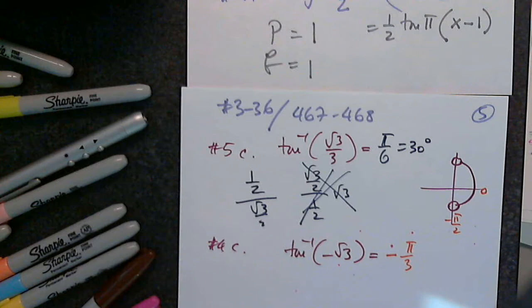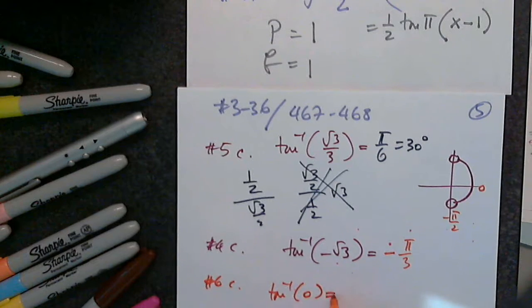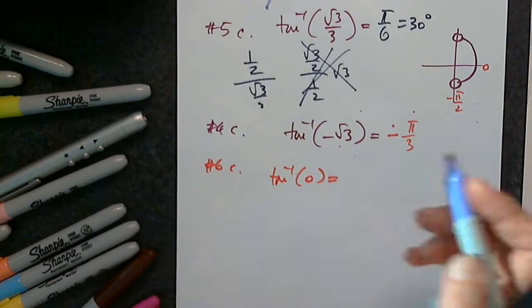Okay, what about 6C? Tangent inverse of 0. Between negative pi over 2 and pi over 2, there is only one angle whose tangent is 0. And that angle is the angle that has sine 0, because only 0 over a number will be 0. Which angle is that? 0 degrees.